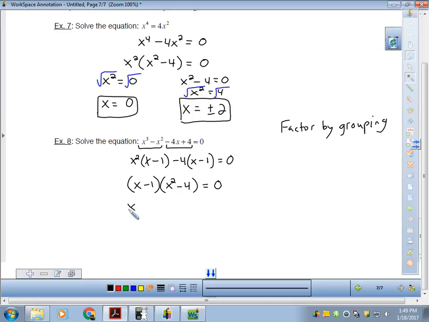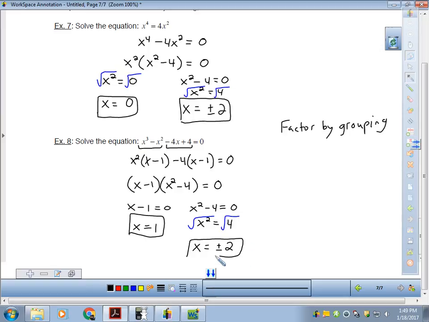Now that it's factored, we can set the factors equal to 0, and we can solve. For this one, we would just add the 1 across, and we would get x equals 1. On this one, we would add the 4 across, and so we would have x squared equals 4. And then to get rid of the square, we would do a square root on both sides. And so we would get x equals plus or minus, because we did a square root, and then the square root of 4 is 2. So there we go. There are our 3 answers for this original equation: 1, positive 2, and negative 2.